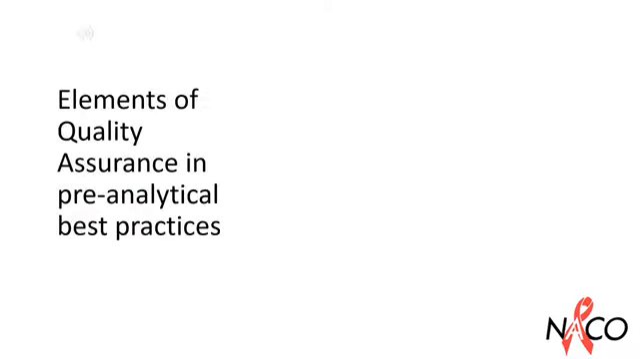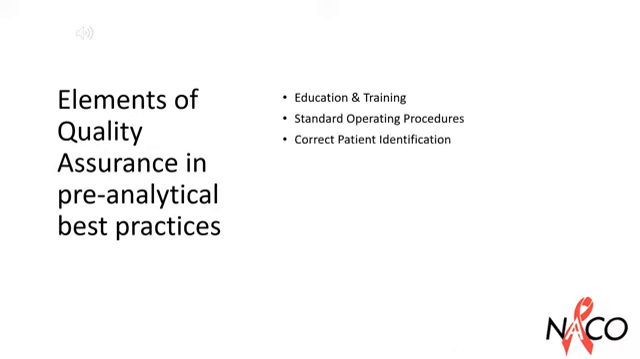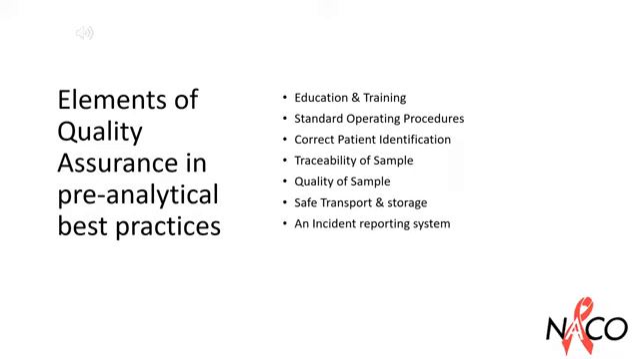Key elements of quality assurance in pre-analytical best practices include: first and foremost, education and training, standard operating procedures, correct patient identification, traceability of sample, good quality of sample, safe transport and storage, an incident reporting system, and finally hepatitis B immunization and testing for protective anti-HBs titers of all lab personnel.